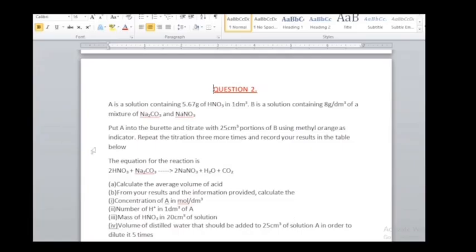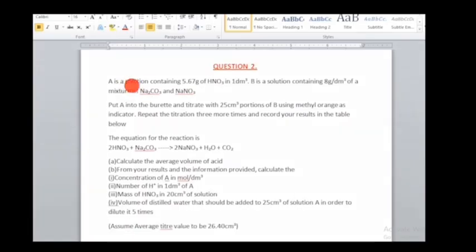Here we have our question 2. A is a solution containing 5.67 grams of HNO3 in 1 dm cube. B is a solution containing 8 grams per dm cube of a mixture of sodium trioxocarbonate and sodium trioxonitrate. Put A into the burette and titrate to 25 cm cube using methyl orange as indicator, and then you repeat your titration. Using this same equation for the reaction, we are told to calculate the volume of acid used.